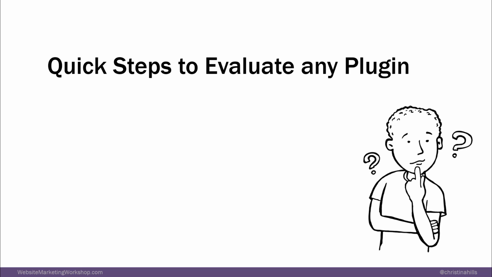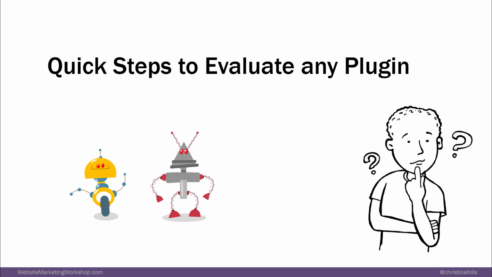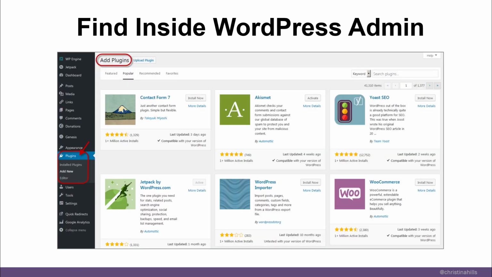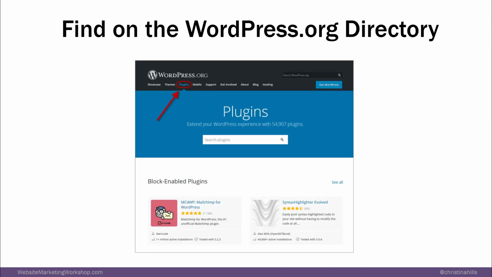All right, so here are the quick steps to evaluate any plugin. And plugins are like these little robots on your site. They all do something slightly differently, as we've been talking about today. So one place to evaluate a plugin is inside your WordPress admin. You can see the plugins there. Another place is to go to wordpress.org. That is called the directory. That's the directory of plugins.